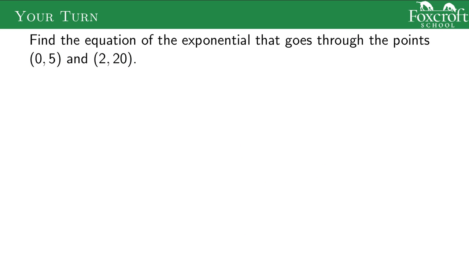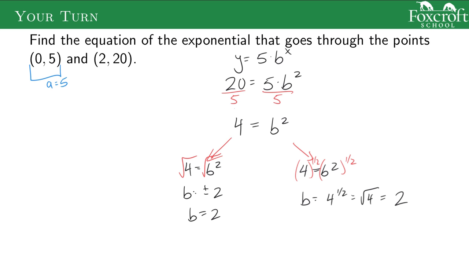So here's one for you to try on your own. Similar thing, you have the points (0, 5) and (2, 20). And here's the answer that you get. The first thing you notice is that your initial value, because you're plugging in 0, is 5. That means your a value is 5.